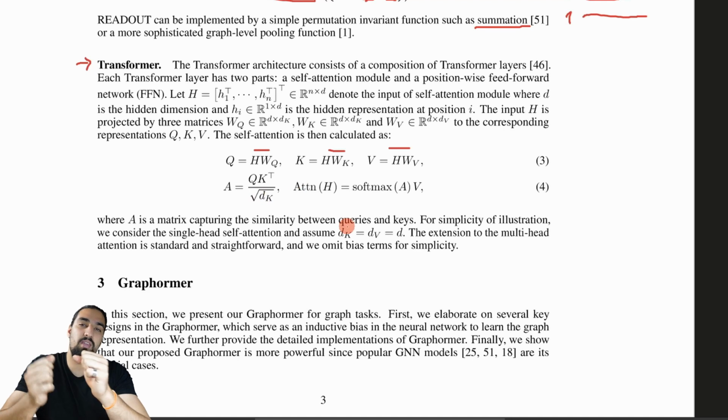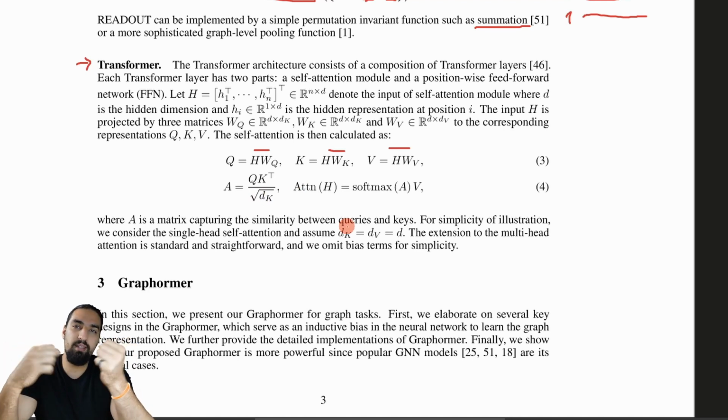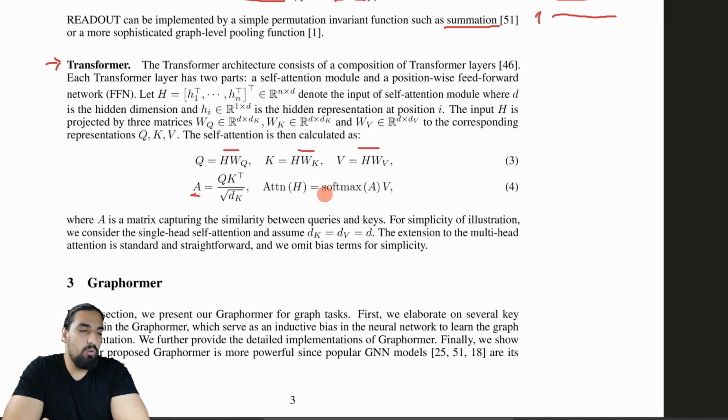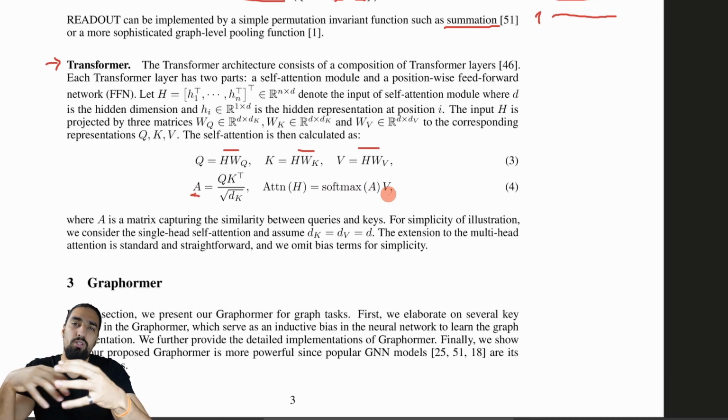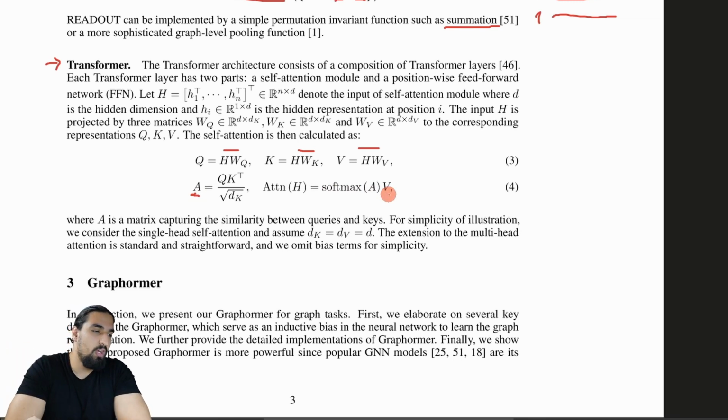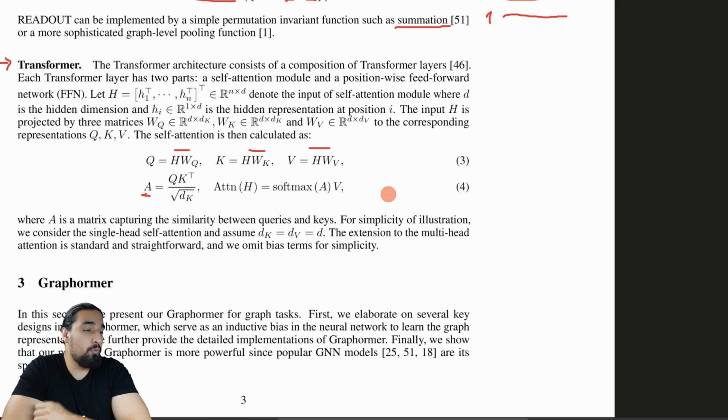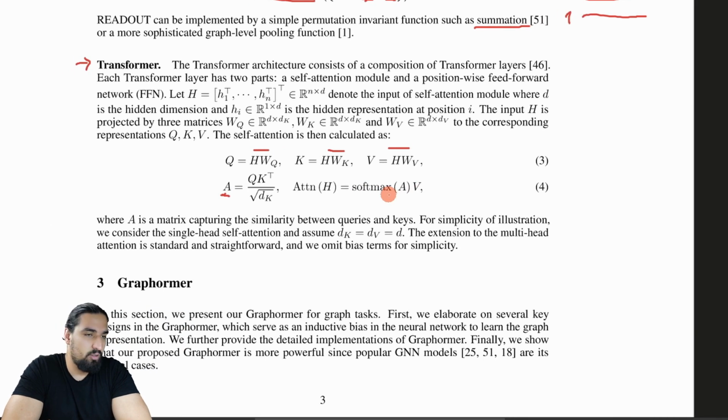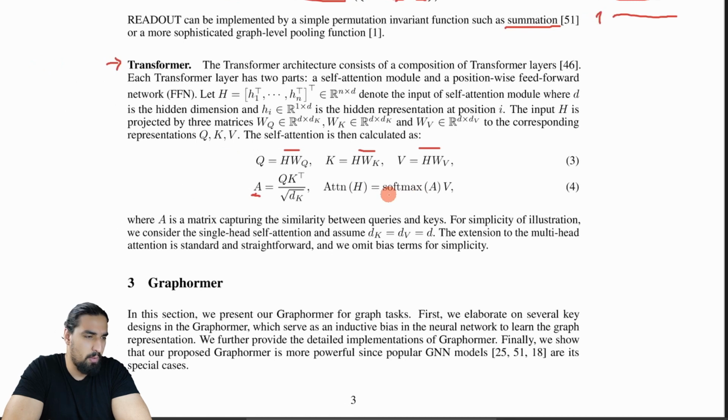Then you find the similarity between the query and the keys, and that will provide you with the attention scores, which you then apply a softmax to, and you then use those attention coefficients to aggregate the value vectors. So that's just a high-level overview. As I said, you can watch my video to understand this. That's not the point of this paper.